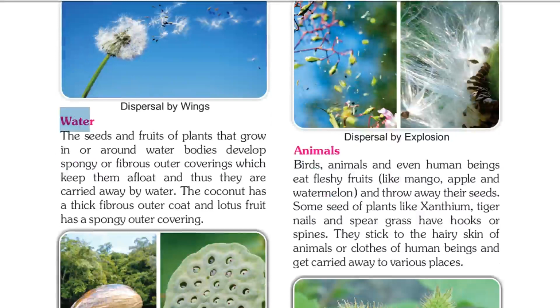Water. The seeds and fruits of plants that grow in or around water bodies develop spongy or fibrous outer coverings which keep them afloat, and thus they are carried away by water. The coconut has a thick fibrous outer coat, and lotus fruit has a spongy outer covering.